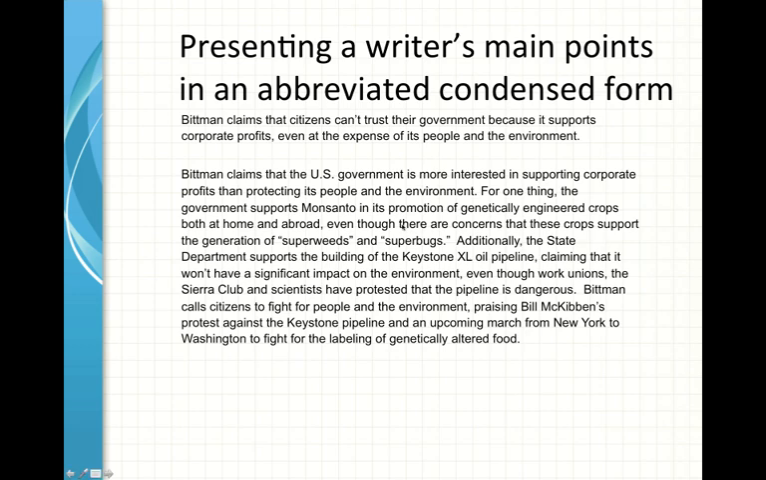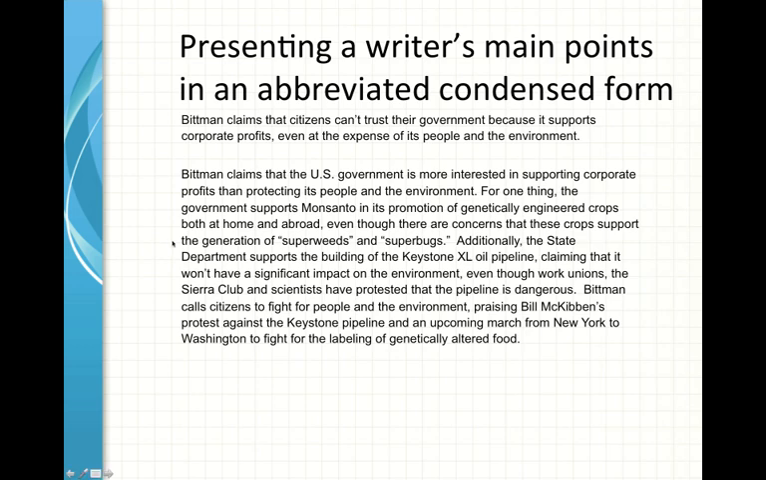Bittman claims that the U.S. government is more interested in supporting corporate profits than protecting its people and the environment. For one thing, the government supports Monsanto in its promotion of genetically engineered crops, both at home and abroad, even though there are concerns that these crops support the generation of superweeds and superbugs. Additionally, the State Department supports the building of the Keystone XL oil pipeline, claiming that it won't have a significant impact on the environment, even though work unions, the Sierra Club, and scientists have protested that the pipeline is dangerous.